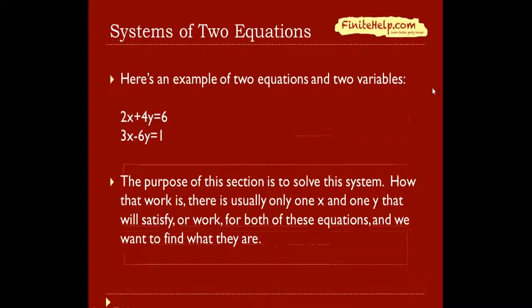In this section, we're going to learn about having a system of two equations with two variables. Here is an example of one. So we're going to learn how to solve the system. How that works is that, since there are two equations and two variables, there's usually only one x and one y that, when you put it in both of these equations, will make them both work out. And we're trying to find what they are.